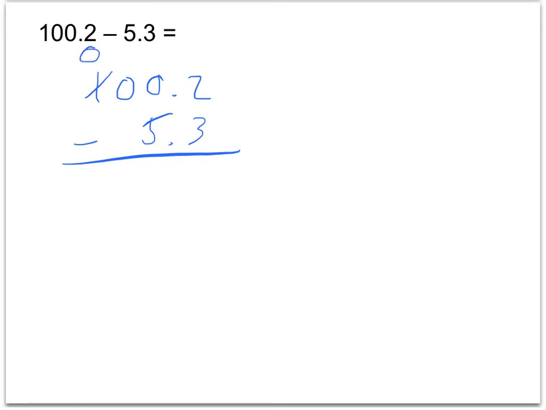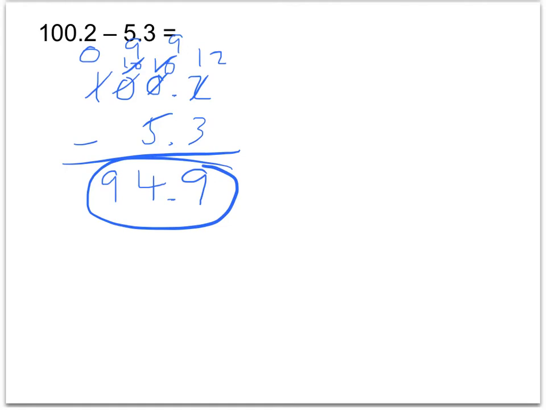So let's write that as a 0. And then this is going to become a 10. Now we need to borrow. So this is going to become a 9. And this is going to become a 10. And so now we have something to borrow from here. So this is going to become a 9. And this is going to become a 12. And so now we can subtract. 12 minus 3 is 9. And bring down the decimal point. 9 minus 5 is 4. And then here we have 9 minus 0 is going to be 9. And then over here it's 0 minus 0 because there's nothing in the hundreds place. And so there's our answer, 94.9.